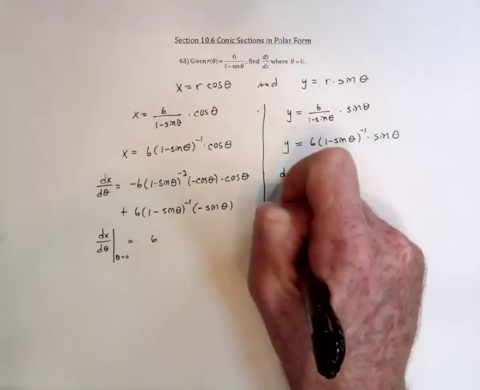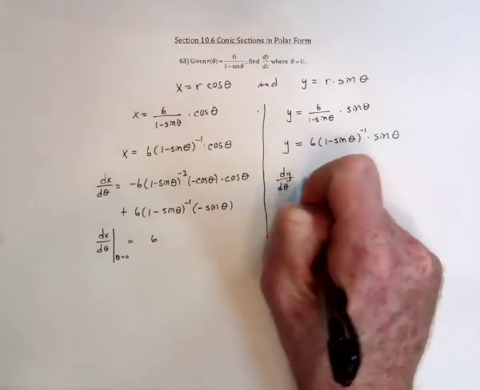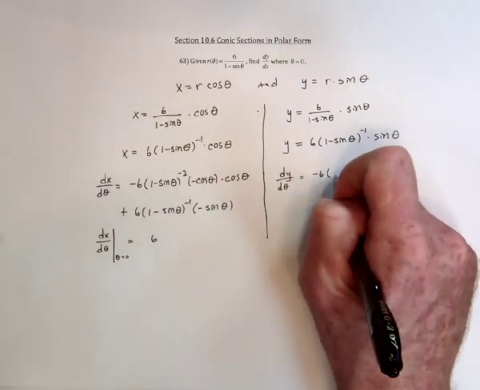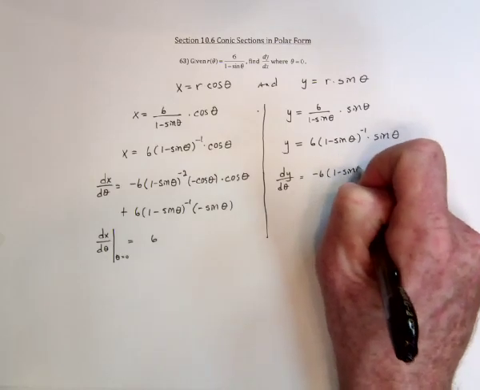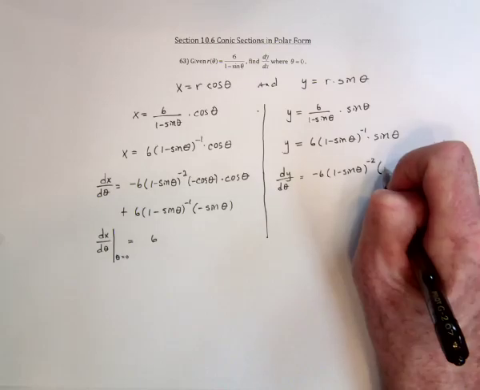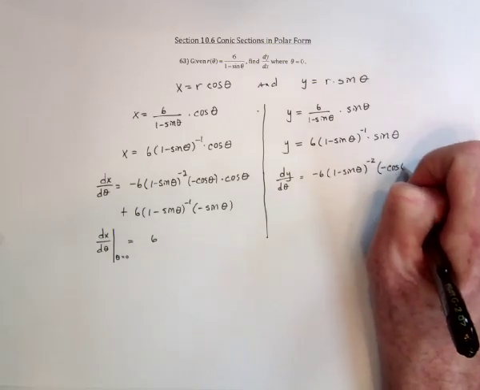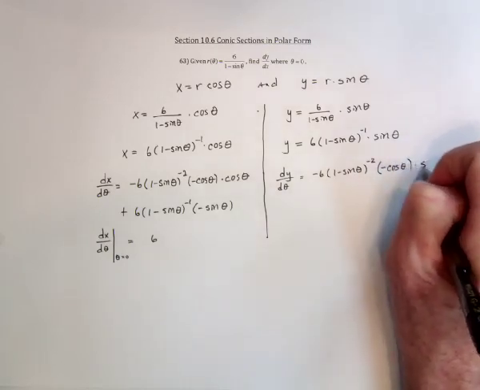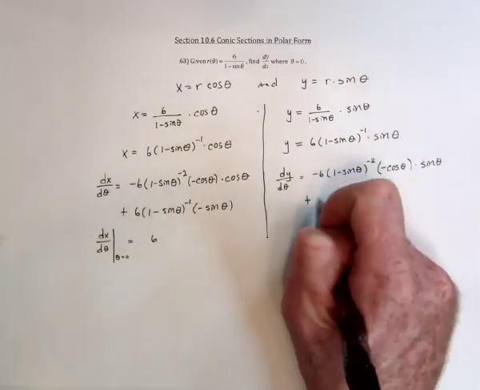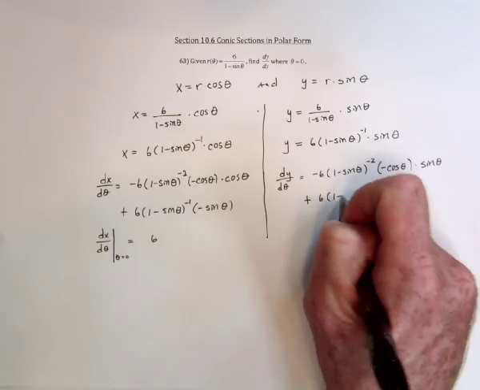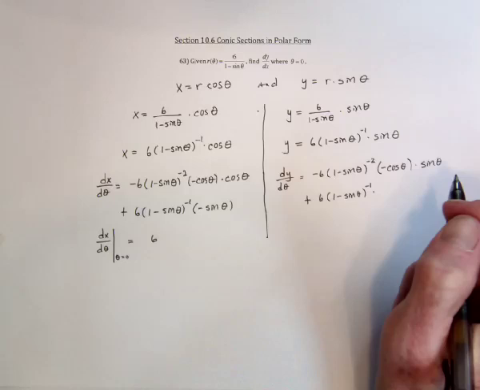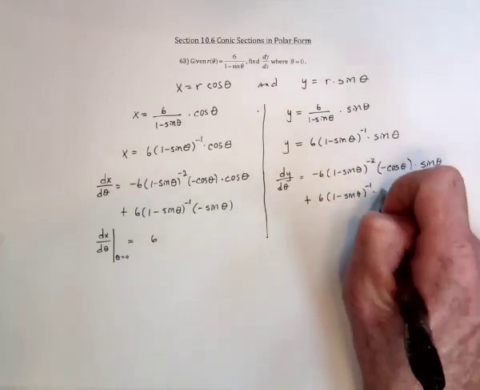Now find the derivative of y with respect to theta. Again, I'm going to take the derivative here first, so negative 6. The inside part stays the same, and then it's raised to negative 2. Then take the derivative of the inside, will be negative cosine of theta, and leave that sine of theta alone for now. Plus, leave the 6 and 1 minus sine of theta to the negative 1 alone. This time take the derivative of sine, which is cosine.